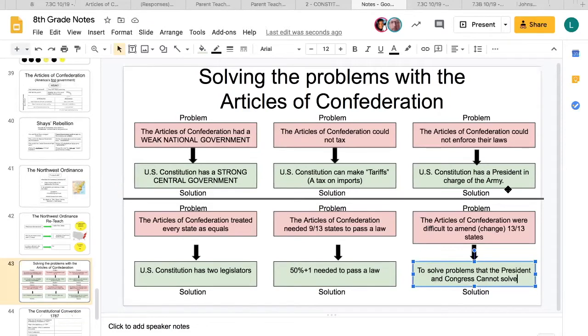So some examples of really big problems that the president and Congress cannot solve: slavery. They didn't pass a law that stopped slavery. They passed a constitutional amendment because it's too big of a problem. The president and Congress couldn't solve it.